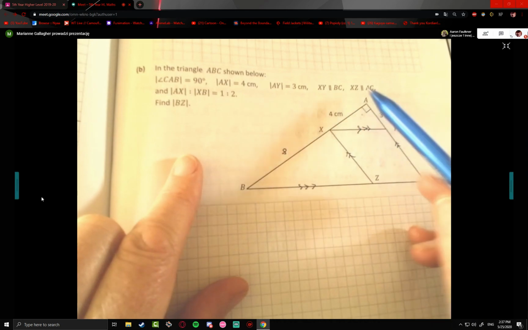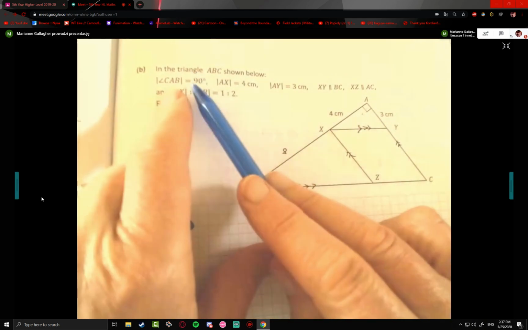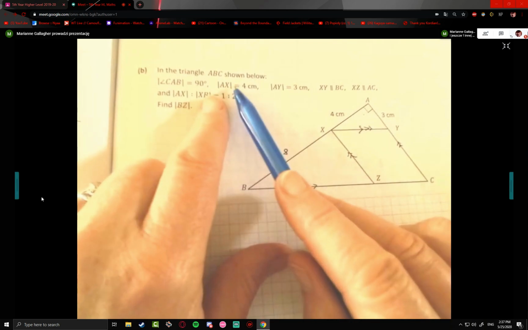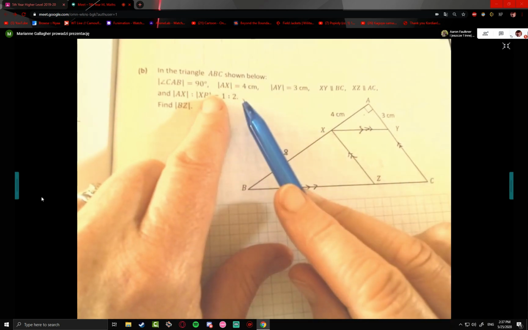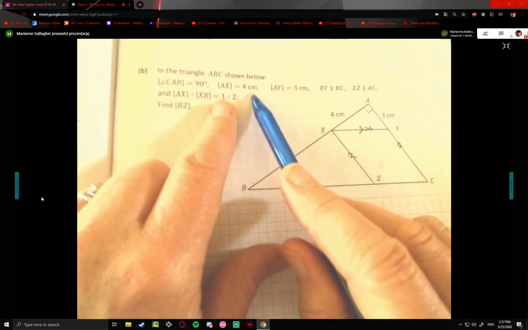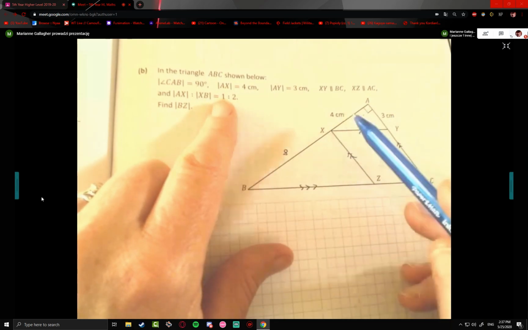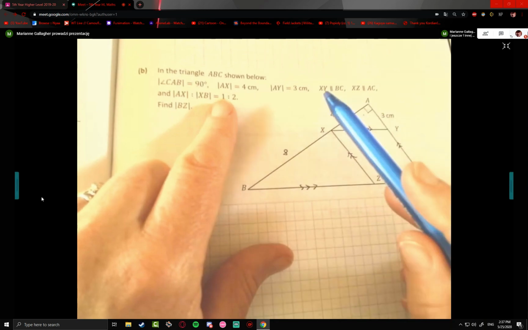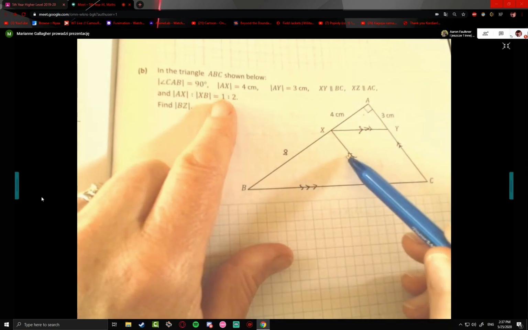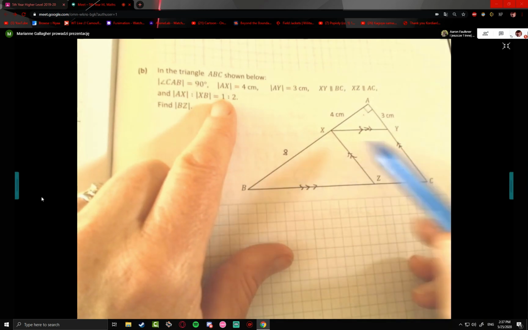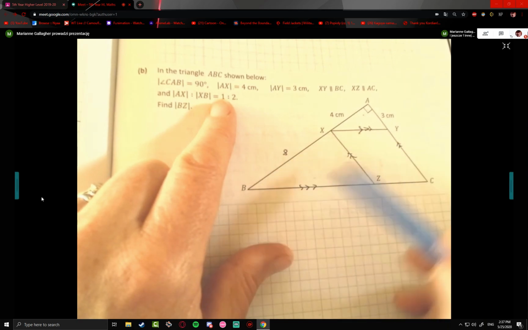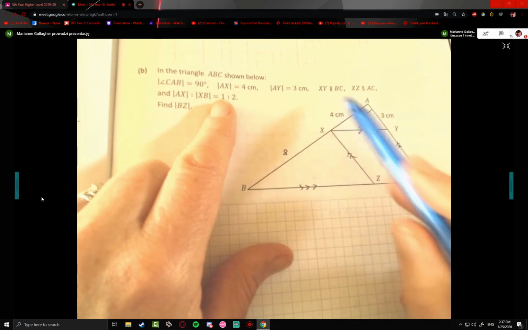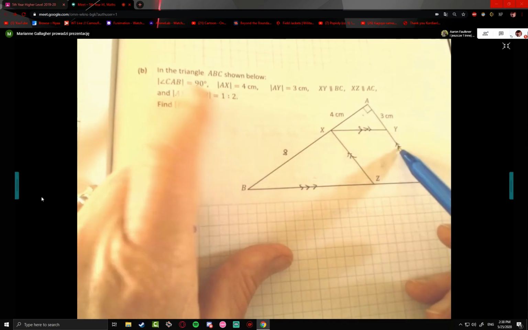When you're doing a question like this, as you're reading it, make sure all the information is on the diagram, and if there's anything else, you can fill it in. So AX is 4, you can see that there. AY is 3. XY is parallel to BC, so I put two little arrows in there. So XY and BC are parallel, and these two are parallel, okay?